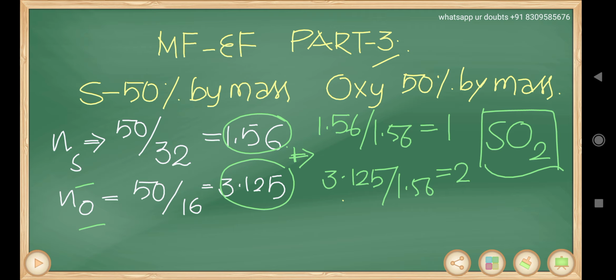This type of question we'll also discuss. So sulfur 50%, oxygen 50%, and here we mentioned number of moles of sulfur is equal to 50 by 32. Number of moles of oxygen is equal to 50 by 16. You got some number of moles, 1.565, 3.125. Of these, you take the smaller number and divide all of them again. You will get a simple ratio. See one more example.